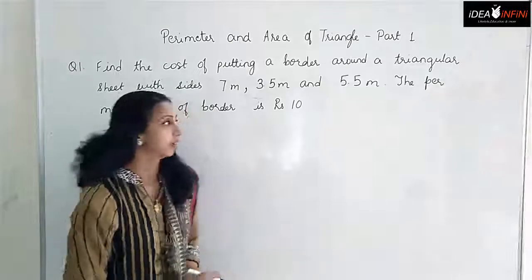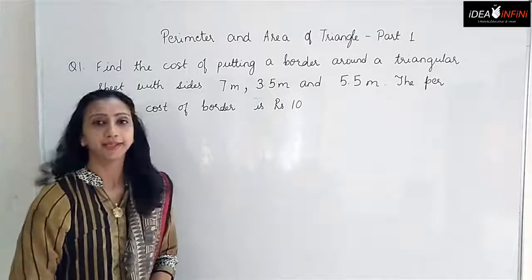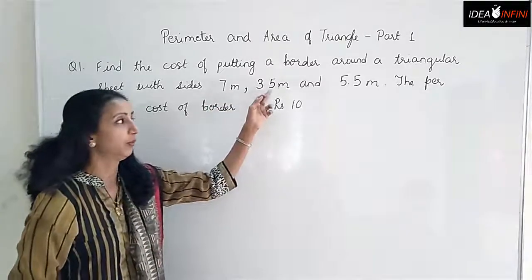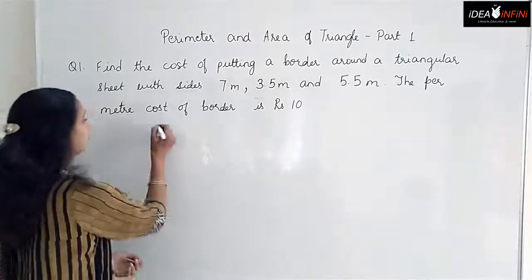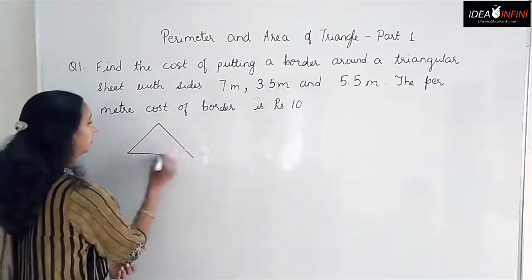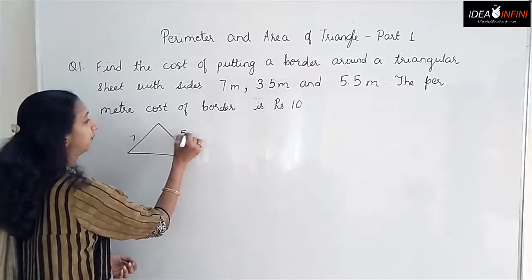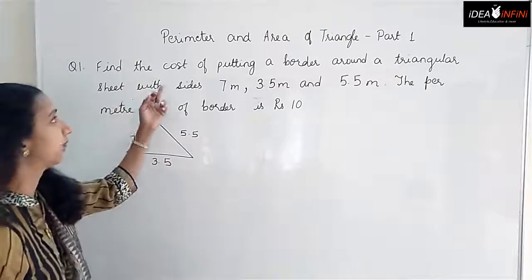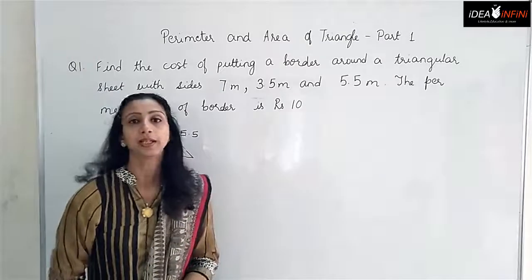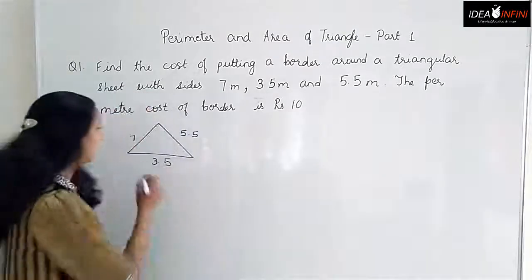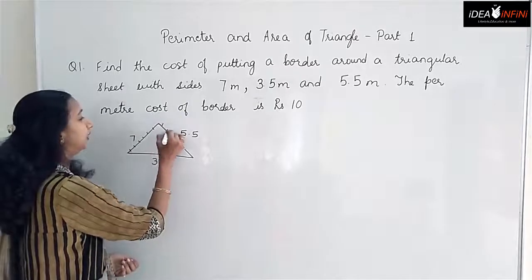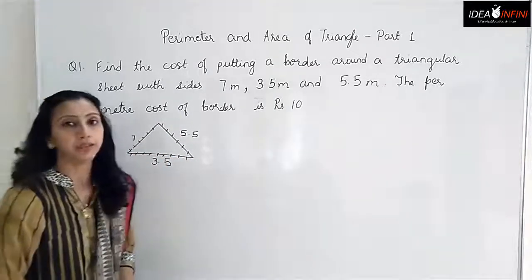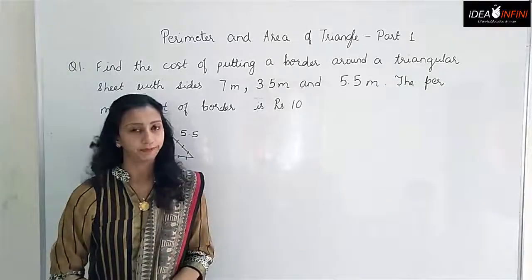Here we have a question where a triangular sheet is there. Suppose a sheet which is having the sides 7, 3.5 and 5.5. First of all, we make a rough figure. Suppose this is 7, 5.5 and this is 3.5. What exactly we have to do is find the cost of putting a border around this sheet. That means I have to put a border on all the three sides. This is where I need perimeter. So this is an application of perimeter.